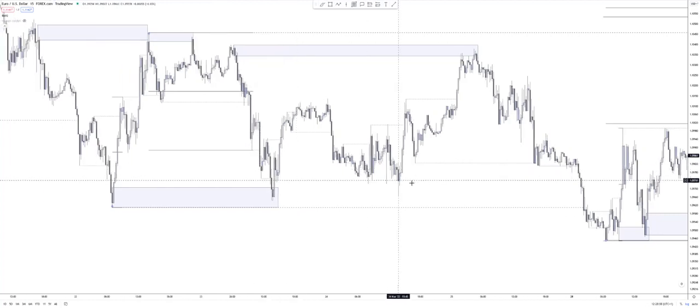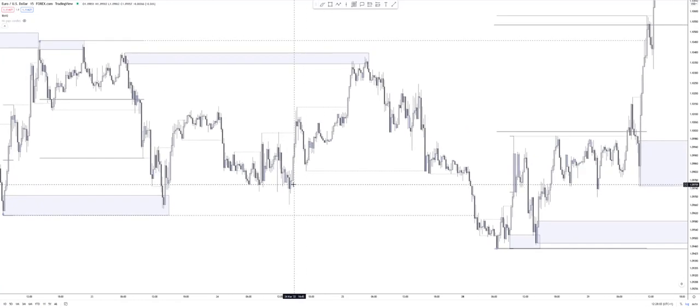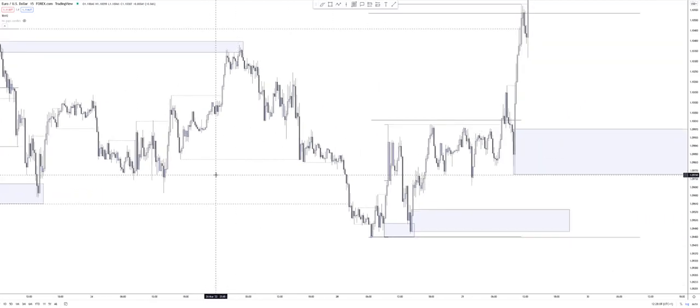So yeah, it's a fairly simple concept, supply and demand zones, and we will go into more detail on refining down to a lower time frame in another video.